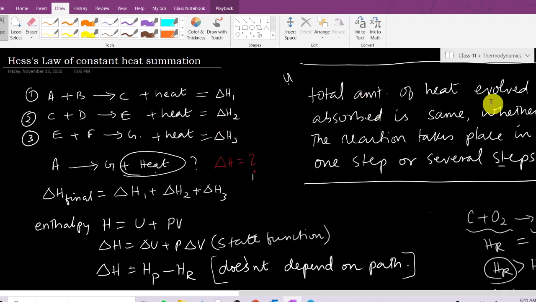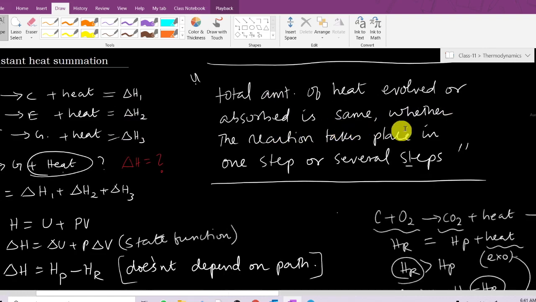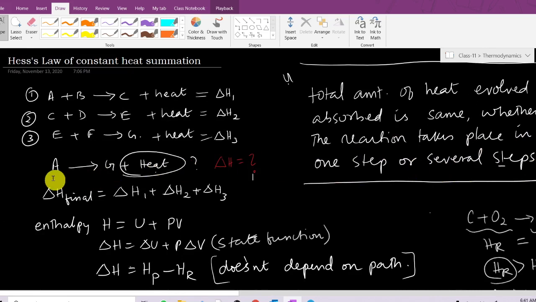The total amount of heat evolved or absorbed is the same whether the reaction takes place in one step or several steps. Here the conversion of A to G does not take place in one step. It takes place in three steps: A plus B giving C, C plus D giving E, and E plus F giving G. Suppose you want to measure the enthalpy change associated with A getting converted to G, then we have to add all these three enthalpy changes to get the final, or overall, enthalpy change. Okay, this is the law, Hess's law.